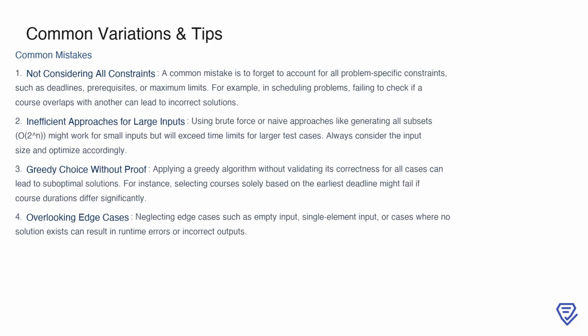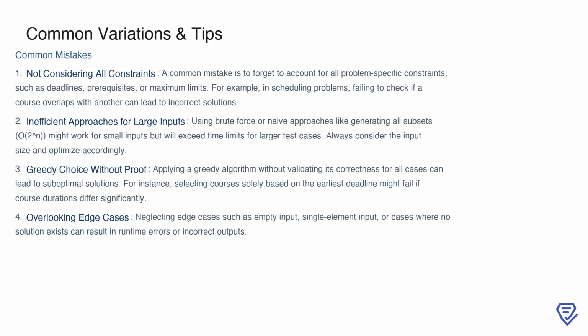One of the most common pitfalls in solving scheduling problems is failing to account for all the constraints. For instance, a solution might overlook whether a course's deadline conflicts with another or forget about limits on the number of courses that can be taken simultaneously. Missing these constraints often results in incorrect or incomplete solutions. Another issue arises with inefficient approaches, especially for large inputs. Using brute force, such as generating all possible course combinations, can quickly become computationally infeasible as the input size grows. It's critical to identify ways to optimize your solution early on.